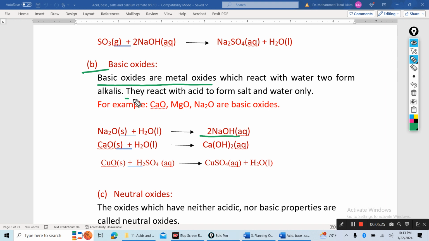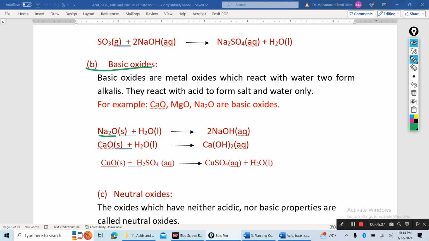And basic oxide reacts with acid to form salt and water. Basic oxide reacts with acid to produce salt and water. Here copper 2 oxide is a metal oxide, basic oxide. It reacts with sulfuric acid to produce copper 2 sulfate, salt plus water. So what is basic oxide? First you learn basic oxides are metal oxide, and then learn basic oxide reacts with water to form alkalis.